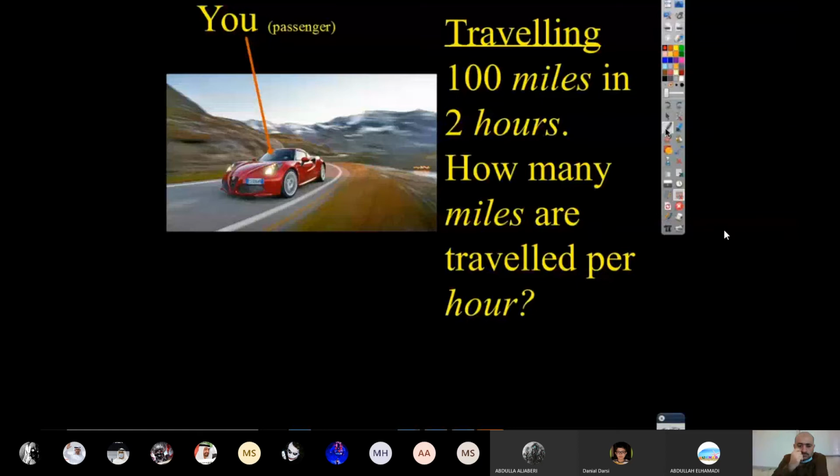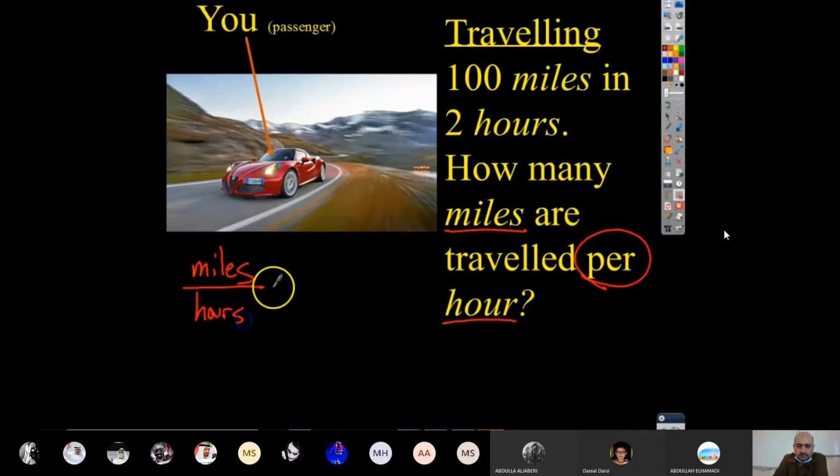So this is basically saying the number of miles is the stuff we're working with, and after per, this is the group. So it's going to be the number of miles I have, and I'm going to divide it by my groups, which is going to be hours. Because then I've got my total amount of stuff divided by my groups, which tells me how much stuff is in each group.